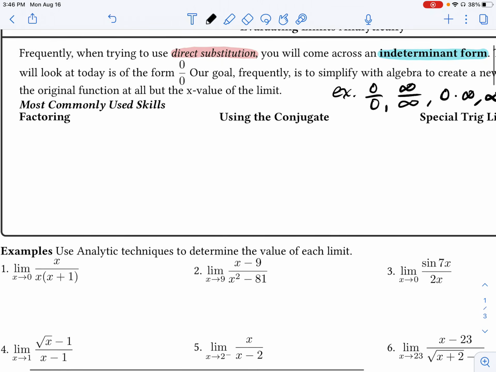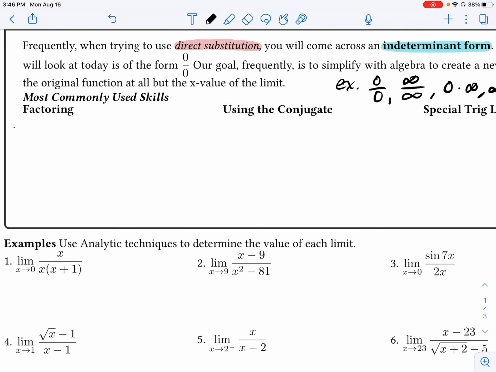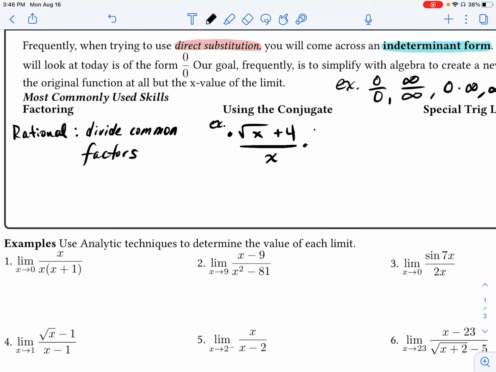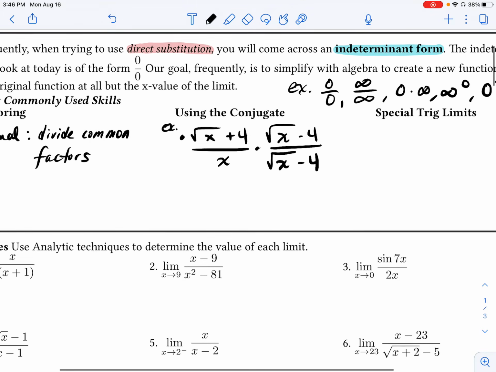So first off, what are a couple of strategies we may use? Oftentimes when it's a rational function, we may want to divide out common factors. So I'll just write that, divide common factors. And in algebra, we saw that this was often simplifying the factor. Sometimes we may want to use the conjugate. We may want to multiply the top and bottom by the conjugate. So something like, for example, if you have x plus 4 here, and let's say this is an x down here, oftentimes we may want to just multiply the top and the bottom, the numerator and denominator, by that conjugate. And oftentimes that results in something a little different.